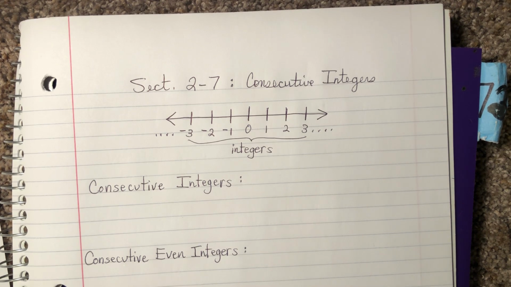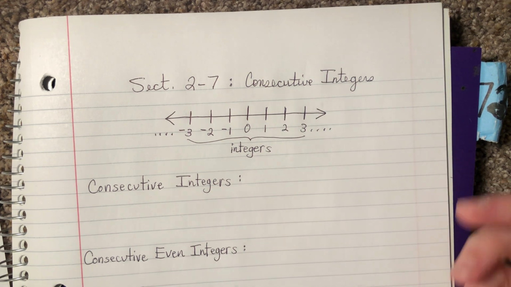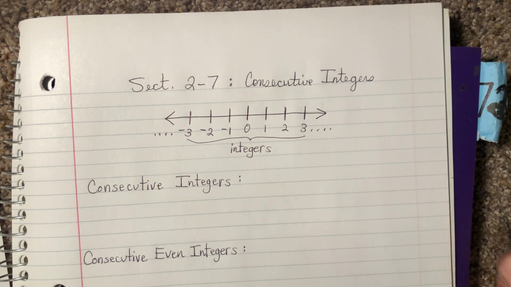All right, we're starting section 2.7 on consecutive integers. And this is very different from the previous sections. In the previous sections, we were learning how to simplify expressions and distribute negative signs. But here we're going back to translating sentences into equations, but we're doing it with consecutive integers. Now you've got to understand what these two terms mean. That's really important in order for you to really grasp this concept.